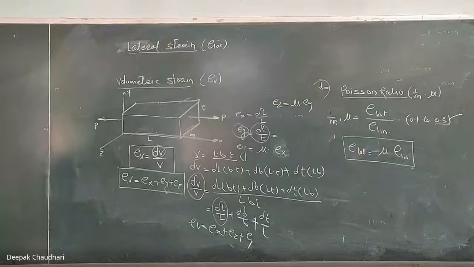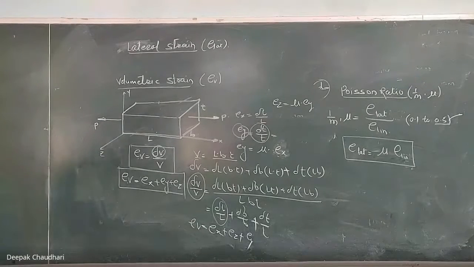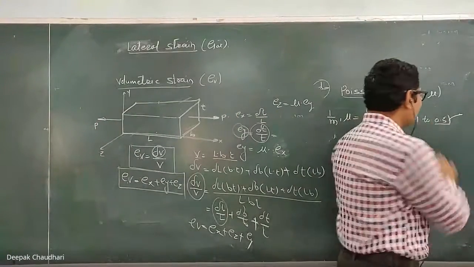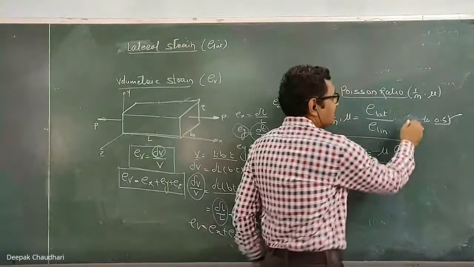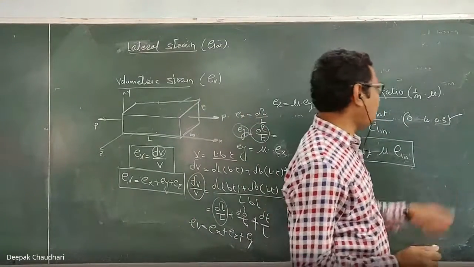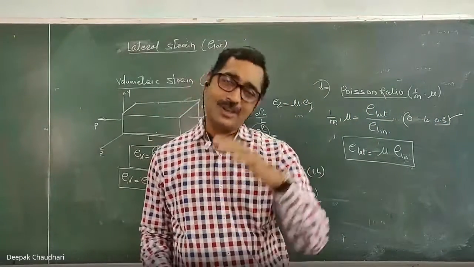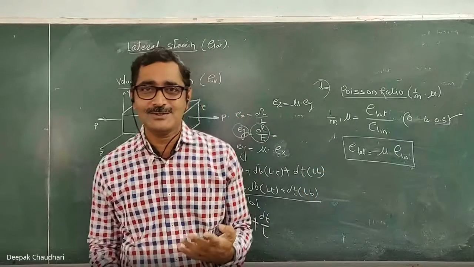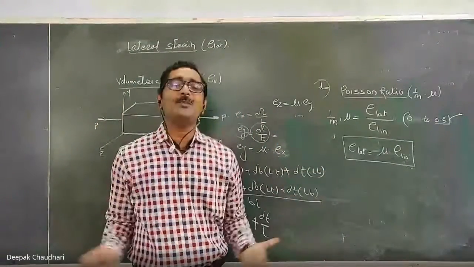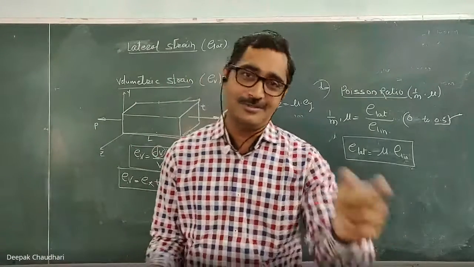Any doubt? Sir, can you explain again why the Poisson's ratio is between 0.1 and 0.5? That I told you now. Today you search why the Poisson's ratio is 0.1 to 0.5. Let's write it as 0 to 0.5. The question should be why it is not greater than 0.5. It can be less than 0.1 also, but for most of the materials which we commonly use, it is from 0.1 to 0.5. You have to search why it is not greater than 0.5. That is your today's task.